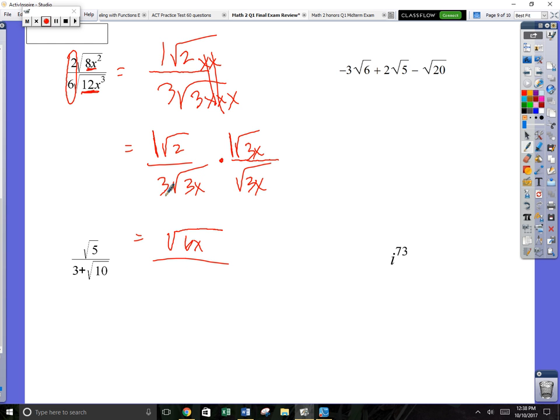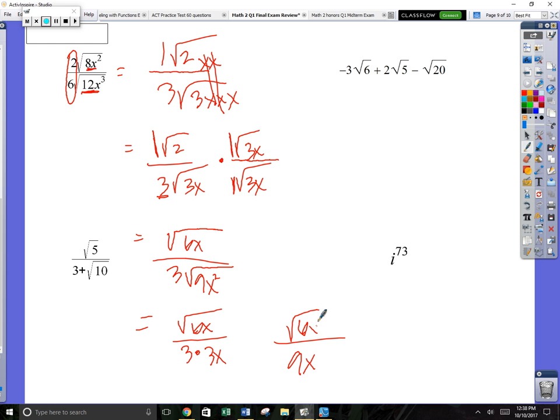Then on the bottom, outside is a 3, outside is a 1, so 3 times 1 creates a 3. And then the underneath times together, 3 times 3 will give you 9, x times x gives you x squared, and that is a perfect square. So your numerator is square root of 6x, your denominator is a 3 times square root of 9 is 3, and square root of x squared is x. So your denominator is 9x. No irrationals. Everything is nice and rational.